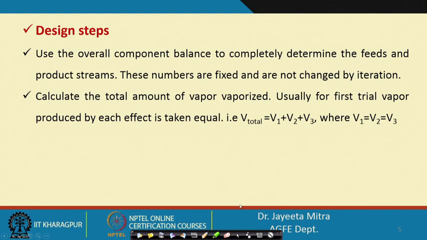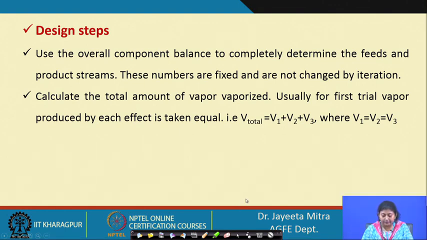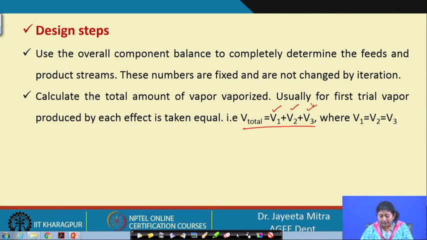Next, calculate the total amount of vapor vaporized. That is V total, which is V1 plus V2 plus V3: V1 the vapor you get in the first effect, V2 in the second effect and V3 in the third effect. Normally we consider that an equal amount of vapor is generated, that is V1 equal to V2 equal to V3.